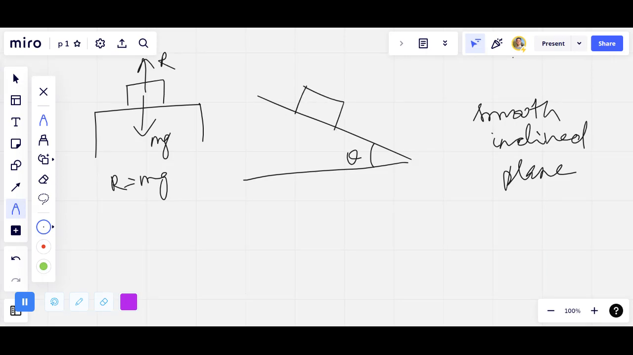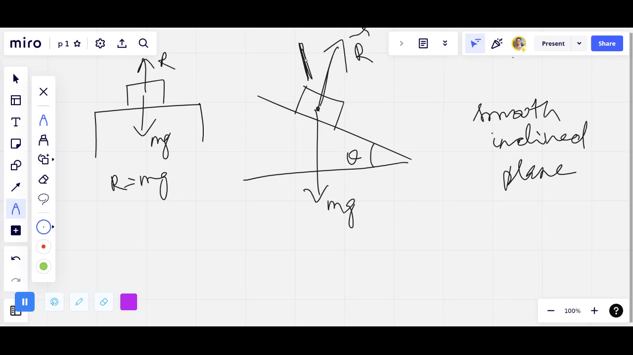Let's say this is the block. So what are the forces on this block? I have already mentioned the weight is always vertically downward. So this is the weight, which is always vertically downward. And this is the normal reaction, which is always perpendicular to the surface. Many people draw normal reaction like this, but this is wrong. Normal reaction is always perpendicular to the surface. I can draw some more surface to show you what normal reaction is.